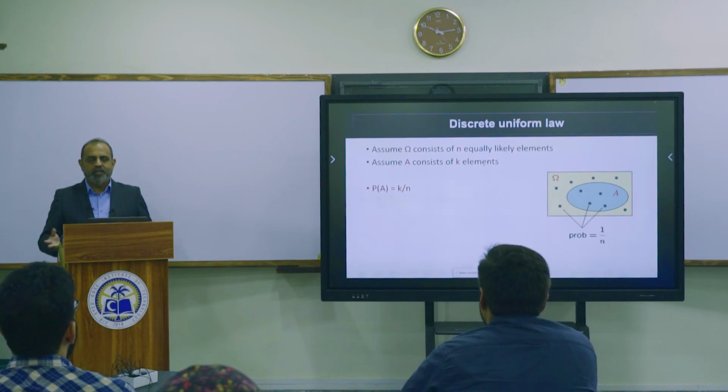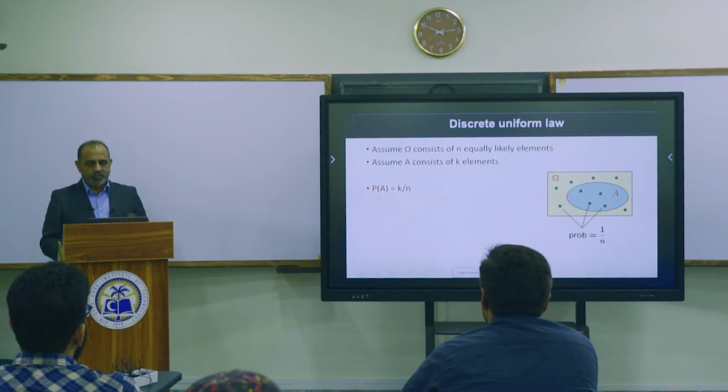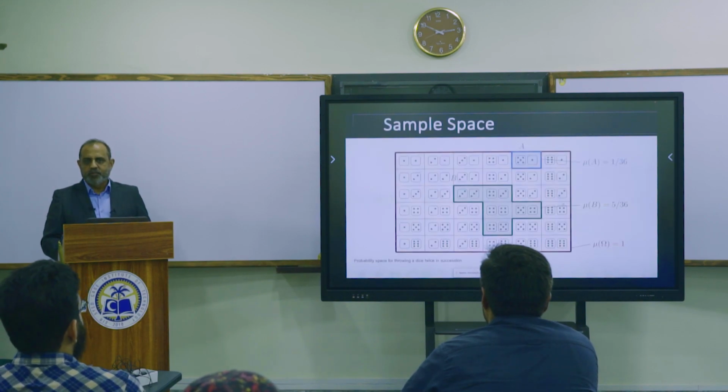But if they are equally likely, it is very easy to calculate the probability. So 1 over the total population in the sample space is the probability of one event to happen. And if this is A, where there are K samples, so K over N is the probability of A happening. So you can easily calculate the probability.